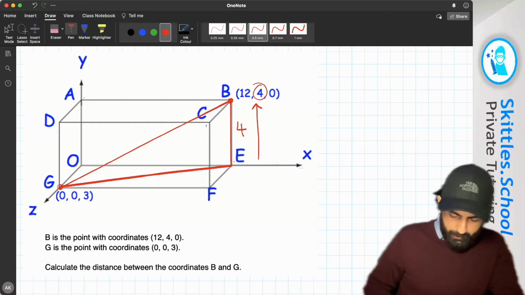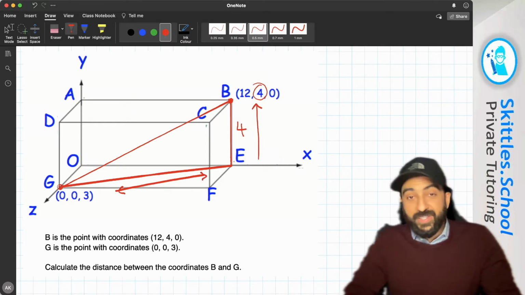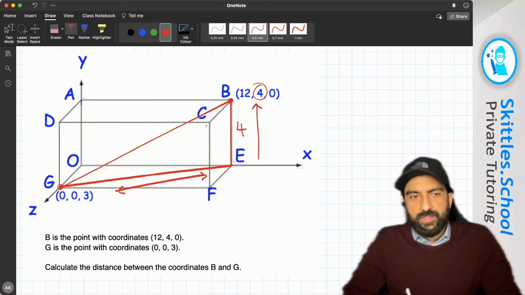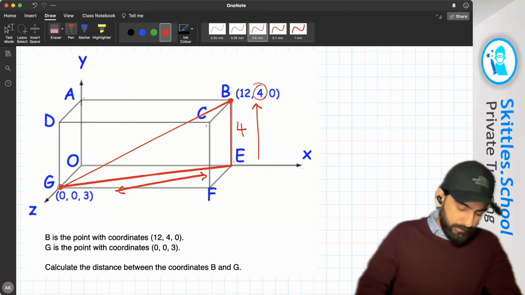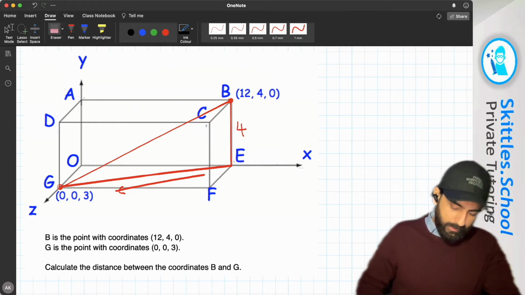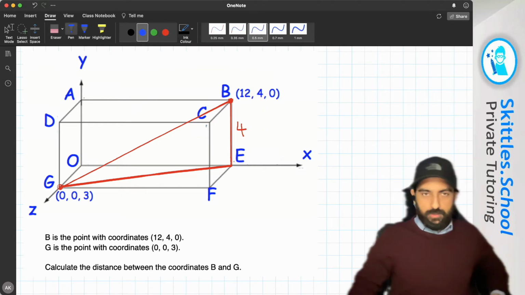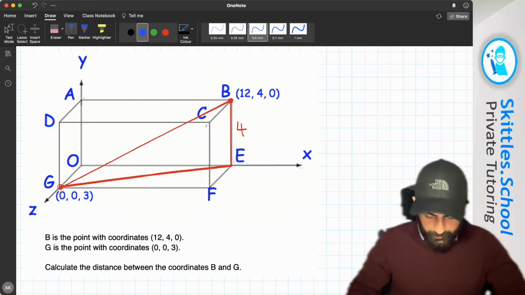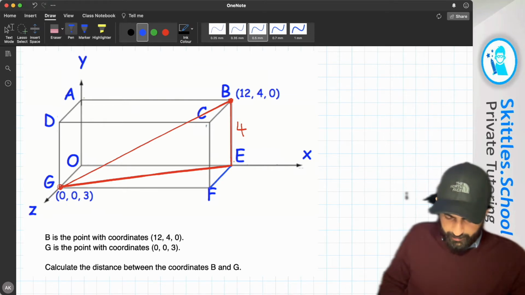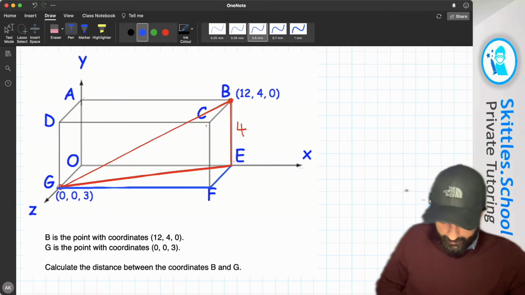because this is going up by 4. Okay, what about the distance of E to G? Now that looks like the hypotenuse of another triangle. Okay, that triangle is this one. So we've got that side there, we've got that side there. And if you notice, the hypotenuse of this triangle, the long side of this triangle, is the same as that red line.